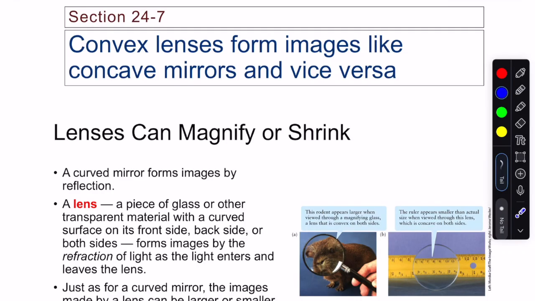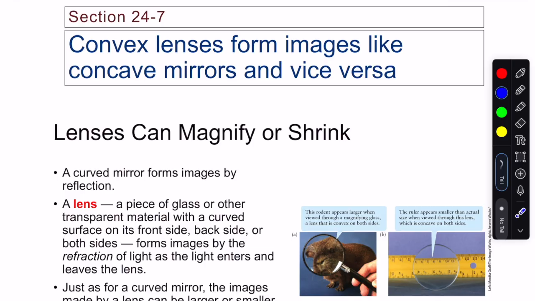Hey everyone, welcome back to another lecture, and today we're going to talk about lenses. And what you're going to see is that convex lenses form images like concave mirrors and vice versa, okay? So you're going to see some correlation between the images formed by mirrors and lenses, but the opposite will be true for concave mirrors and concave lenses.